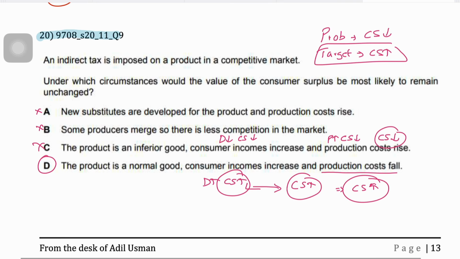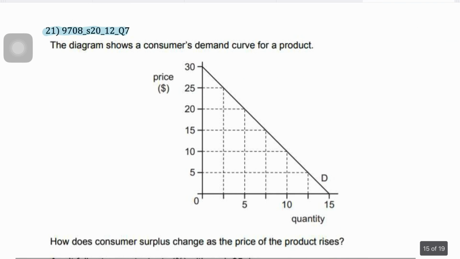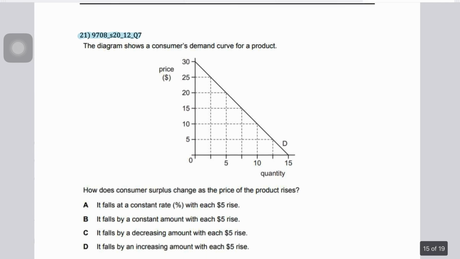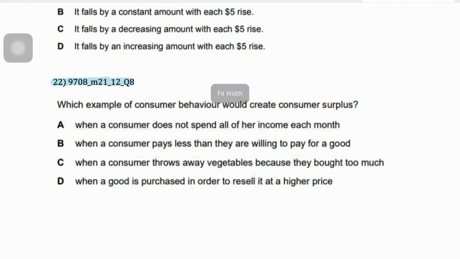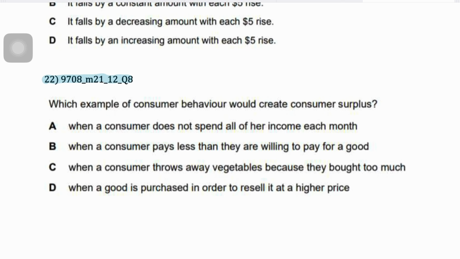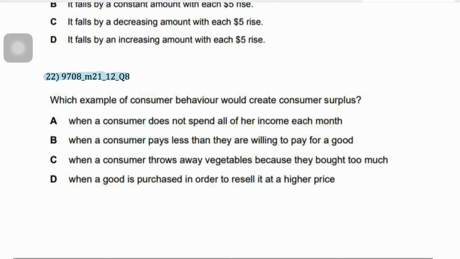Next, question number 21. The diagram shows the demand curve for a... Okay, this is the same question we have solved earlier as well, so I'm skipping this. Question 22 says, what example of a consumer behavior would create consumer surplus? So the answer option would be B, because the consumer would end up paying less than what they are willing to pay. So that's the gain in welfare, the consumer surplus, right?